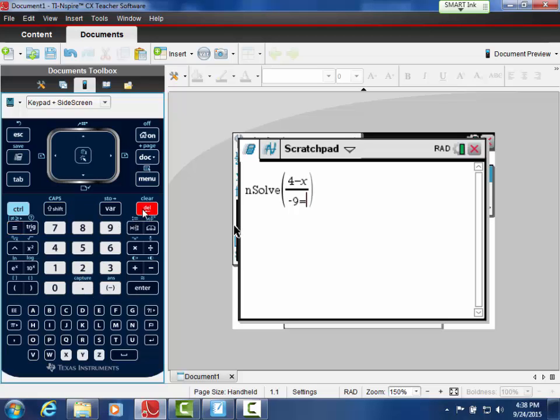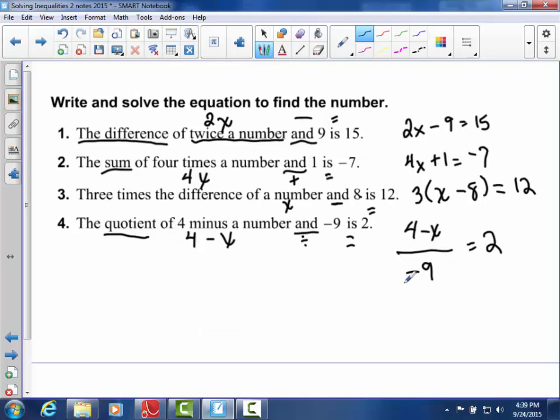Whoops, let me go back. I did something silly there. I didn't bring my cursor out. So equals 2. Then we put a comma. And we wanted to find out what x is, so we now put an x, come outside the parentheses, and we hit enter. And that tells us that x would be 22. Okay. So you can do the remainder of those on your own. So x equals 22. All right, moving on.